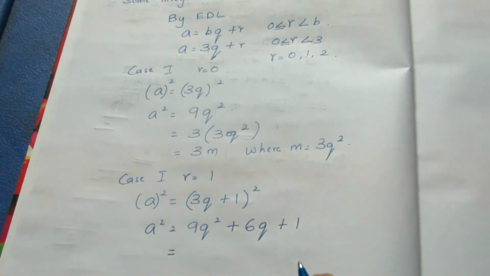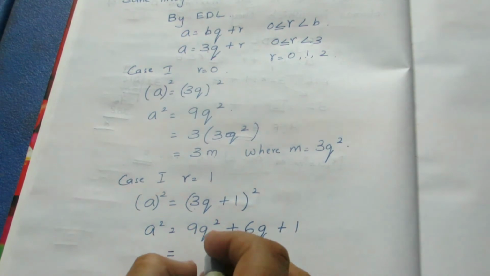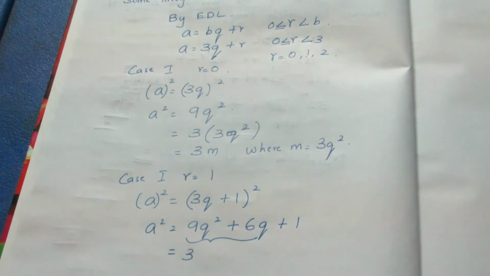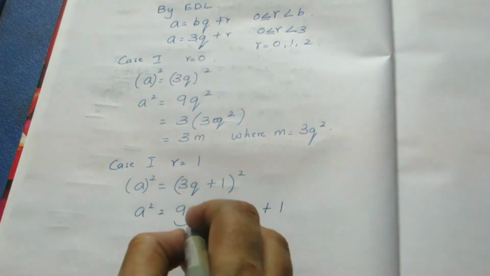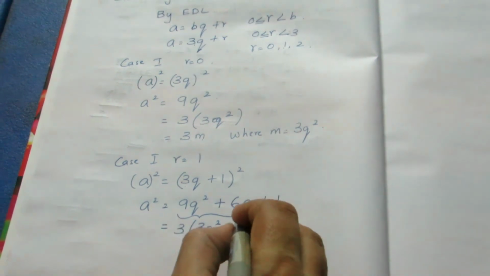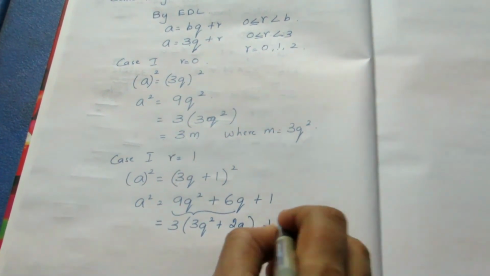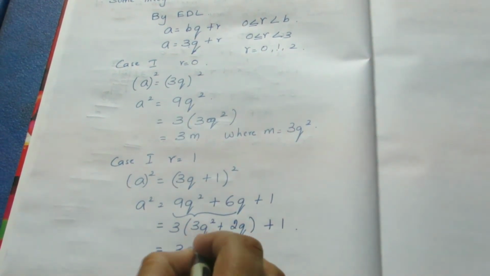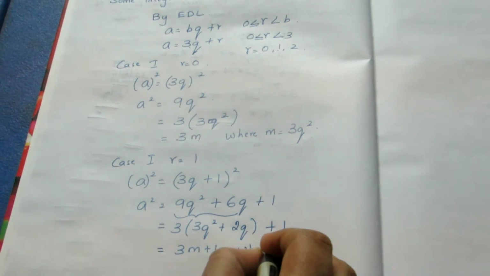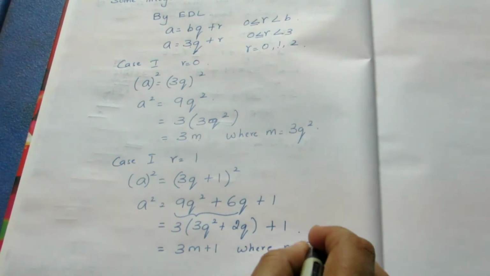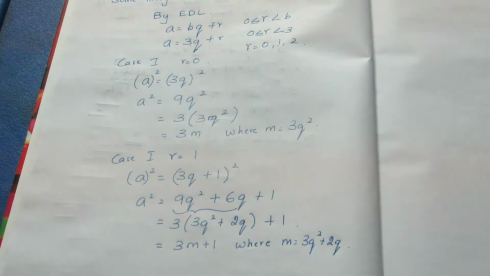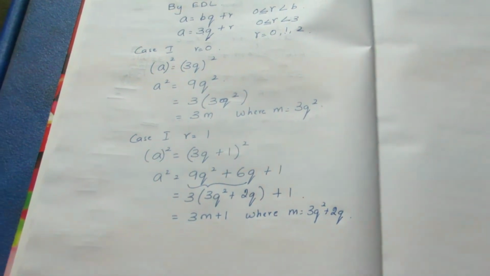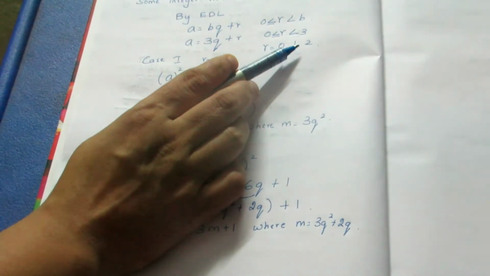What they have asked for? They have asked for 3m or 3m plus 1. In this, I can take 3 outside as common. If I take 3 outside, in the bracket it will be 3q square plus 2q, plus 1. So here I can change this to be m. So 3m plus 1, where my m is equal to 3q square plus 2q. Now I got the second one as 3m plus 1. Now we'll move on to the third case. The third case is 2.